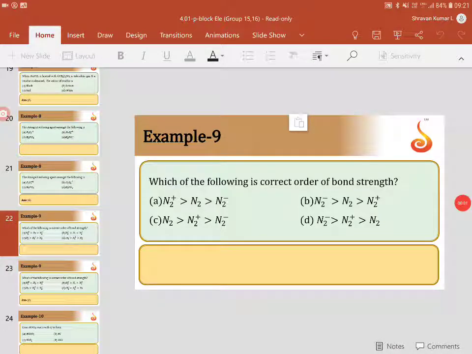Hello. This is example number 9 from the first lecture 4.01 of P block elements 15 16. Stage 1 question for NEET. This question is example number 9. The question is: which of the following is a correct decreasing order of the bond strength?